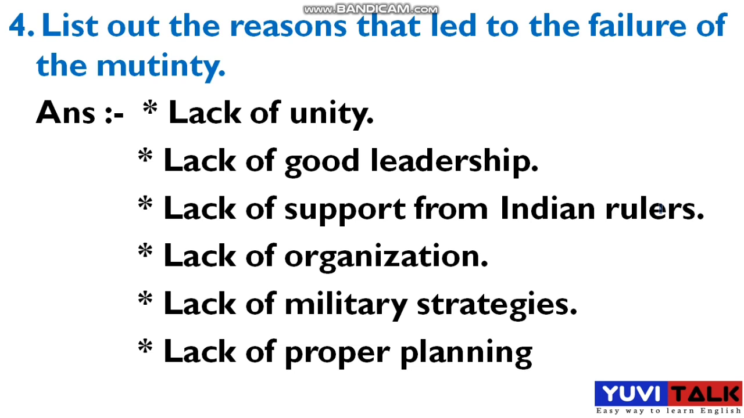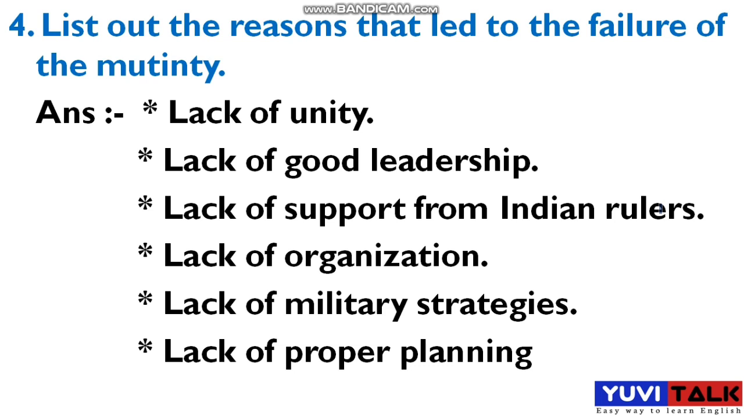The reasons are lack of unity. There is no unity among the Indians or Indian soldiers. And second is lack of good leadership. There is no proper leader for this mutiny. And next is lack of support from Indian rulers. Many Indian rulers did not support the Indian soldiers in that mutiny. And next point is lack of organization. There is no proper organization, so they did whatever they thought, but there was no proper organization.